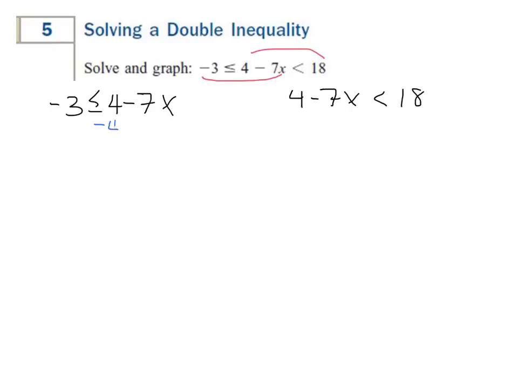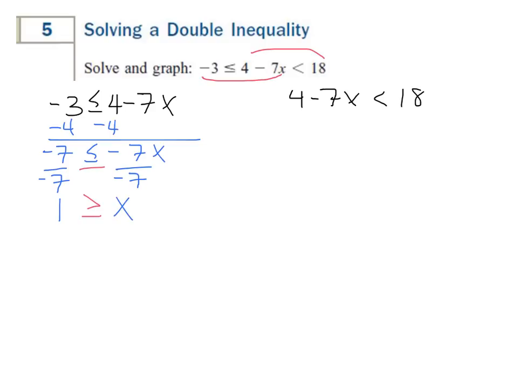So I'm going to subtract 4, so that I get negative 7 is less than or equal to negative 7x. Now, don't forget your inequalities. Big old alarm goes off in your head. When you divide by a negative or multiply by a negative, you have to flip your inequality. So divide by negative 7 so that you get 1, flip this, greater than or equal to x.